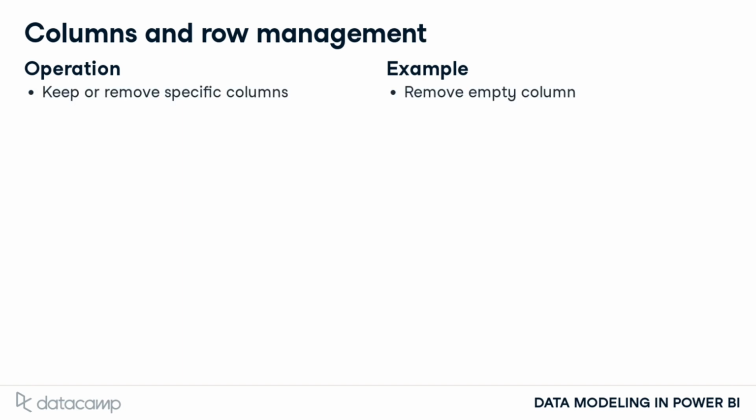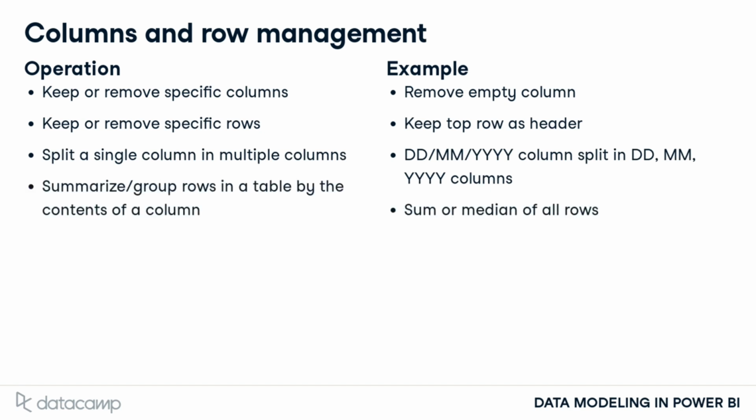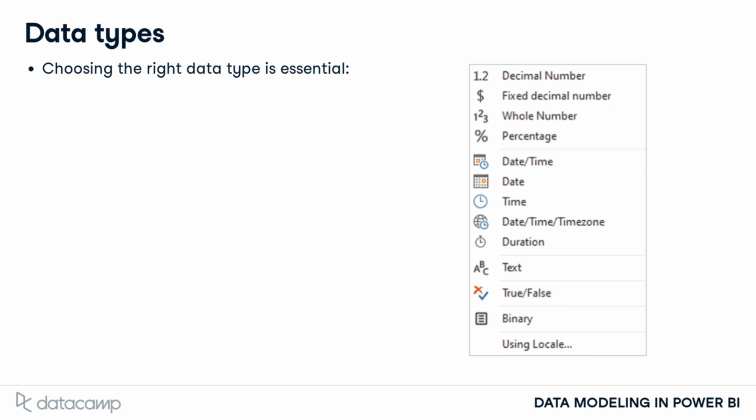On a column and row level, there are several options, such as removing specific columns, using the first row as the header, breaking out the lengthy column into multiple independent columns, or summarizing data in a table and grouping it by another column. In Power Query and Power BI, columns can be assigned to data types. The motivation is to constrain your data, ensuring that values match expectations. This can also optimize storage.